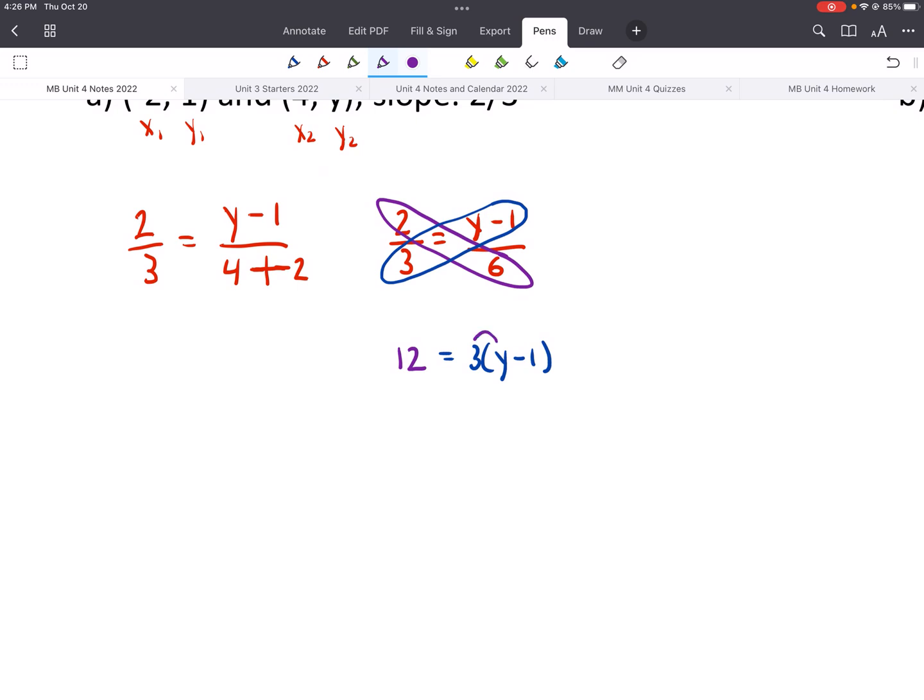Okay, so we'd distribute, we'd get 3y minus 3, and then we will solve. So again, we always add or subtract. So we get 15 is equal to 3y, and then we'll divide both sides by 3. So we get y is equal to 5.